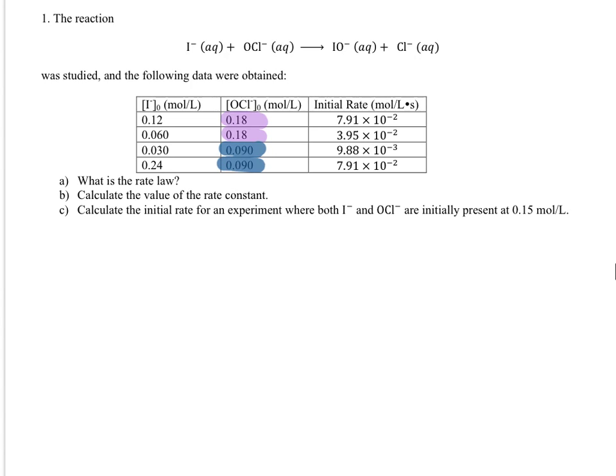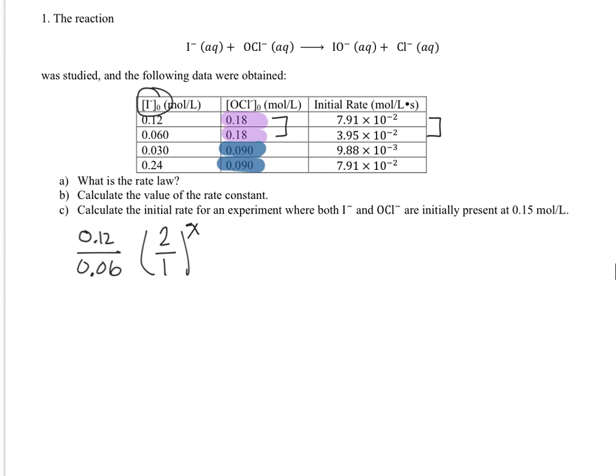I'm going to choose to go with the first chunk of data and compare experiments 1 and 2 to figure out the order for the iodide ion. Okay, so firstly, I see that we have a 0.12 molarity and a 0.06 molarity. Right away, my eyes see that this is a 2-to-1 ratio. Now I'm going to compare that with the initial rate on that part of the data table.